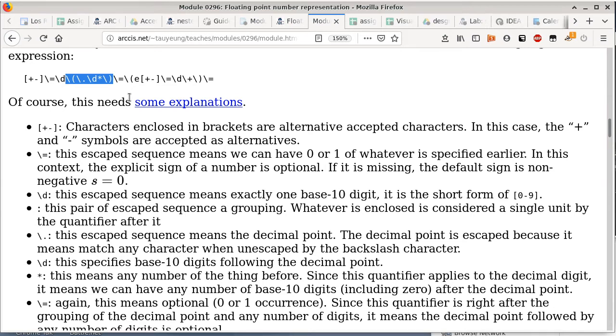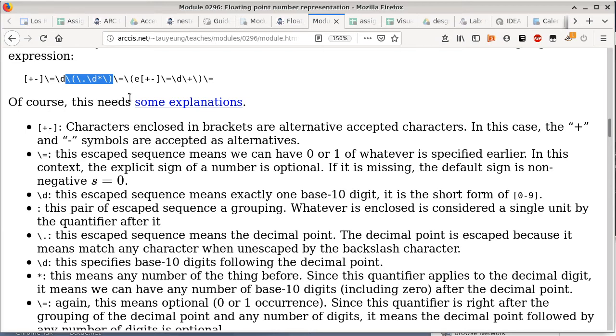Backslash equal to is saying whatever is right before that can occur 0 or 1 time, otherwise known as optional. But that optional is now not only describing a digit, it is now describing the entire sequence of a period followed by any number of digits.